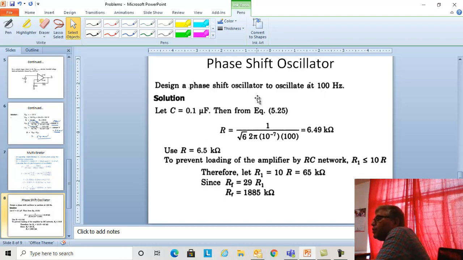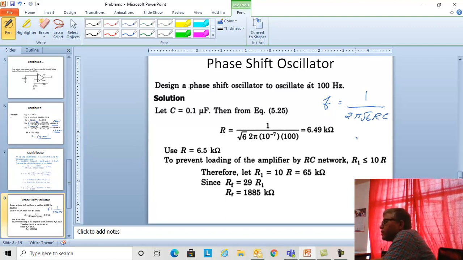So we know the equation straight away. Basically, what is the equation? F is equal to frequency. They are asking you to design the oscillator which can oscillate at a frequency of 100 hertz. So F is equal to 1 by 2 pi root 6 RC. Now F is given to you, and we need to find out the value of R by assuming the value of C.